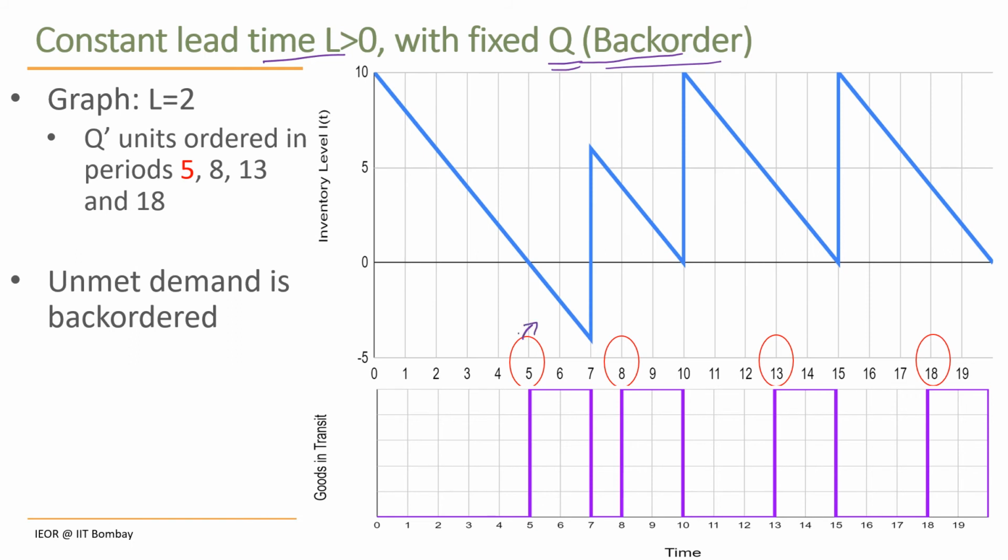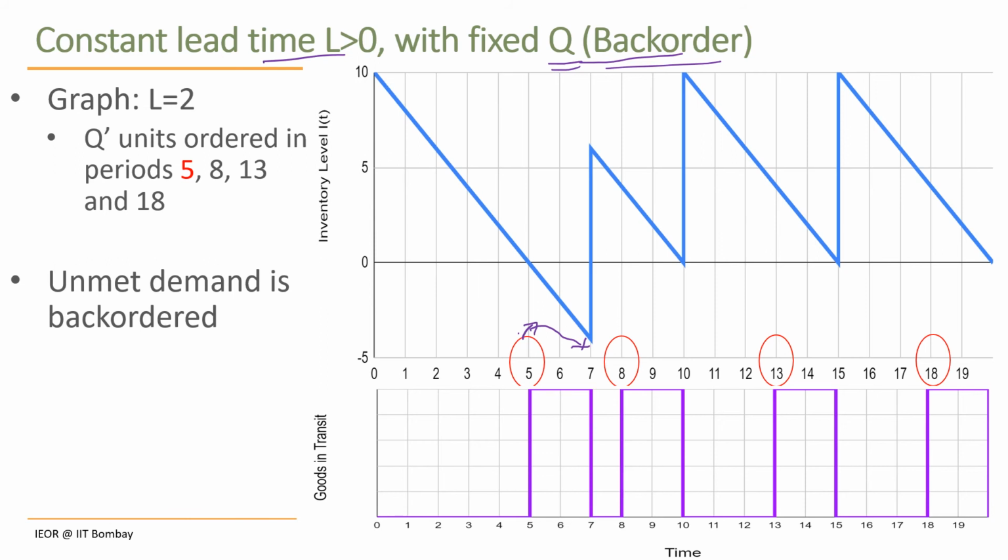We know that once I place an order, it takes a finite lead time of 2, again for this example, and that is going to come in only in time period 7. So let's assume a fixed Q dash units is ordered in time period 5, and again the same units is ordered now at 8, 13 and 15.